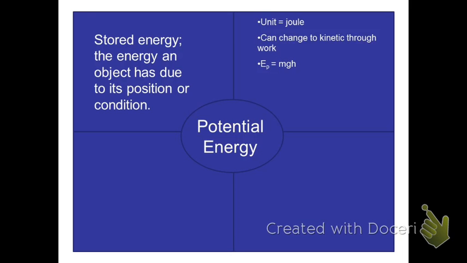Potential energy can change to kinetic energy if you do work. It can change to kinetic through work. And a factoid you need to know in order to calculate potential energy is that gravity equals 9.8 meters per second squared. Just write that in this box. You'll come back to it later. Gravity equals 9.8 meters per second squared.